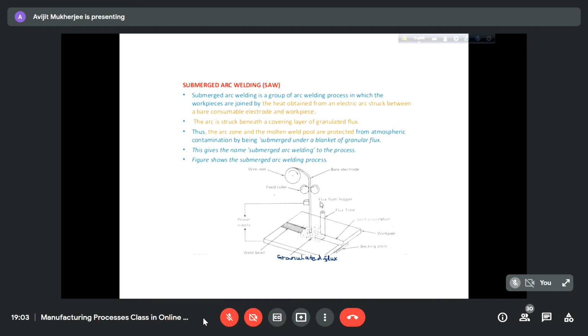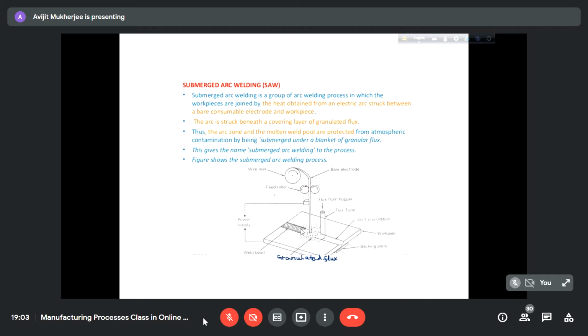Solid, either powdery or some granular mass. So this flux material is provided, and you just imagine, if you cover some portion with a handful of sand, you can't see what is happening inside, it is covered with sand. Just like that, some flux or granular material is provided here.